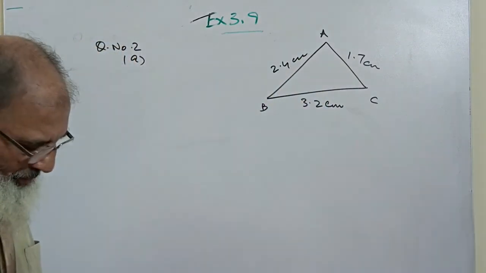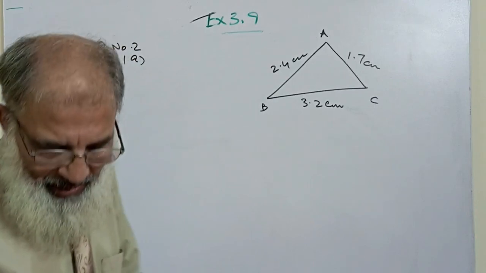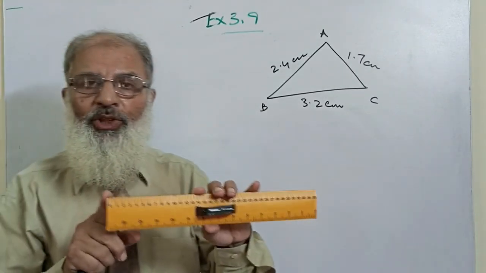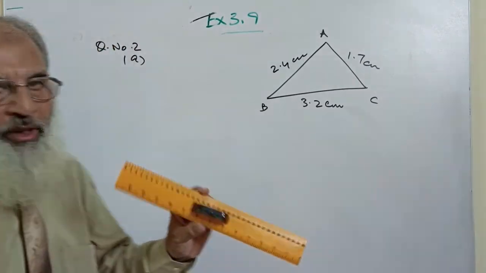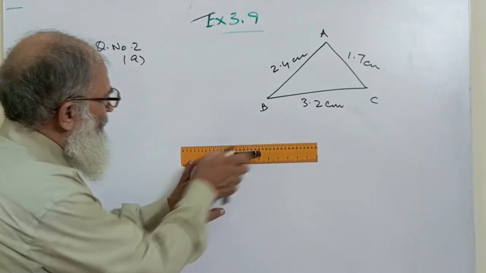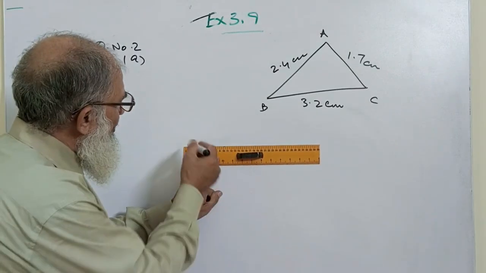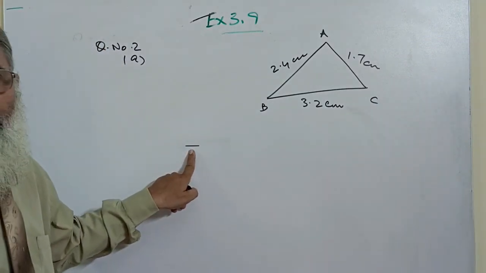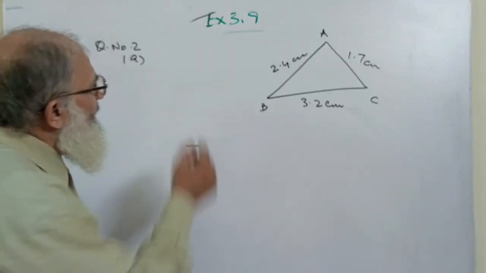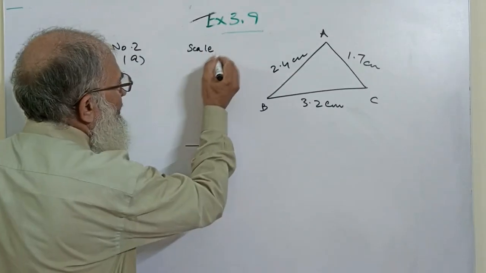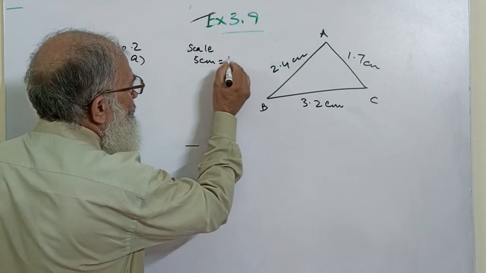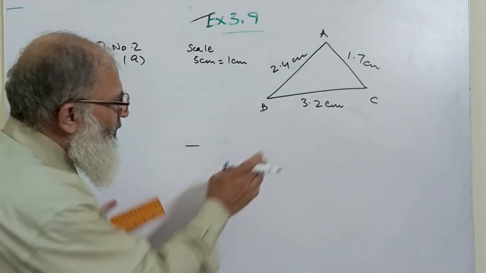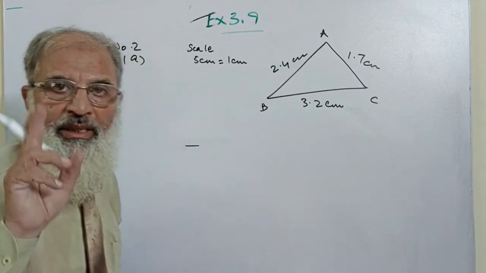Okay, now you see, my dear students, if I draw scale to scale 1:1, then it will not be possible for me to let you understand, because it will be this much, 3.2 centimeter. So I am extending the scale, and my scale is that 5 centimeter is equal to 1 centimeter. The 5 centimeter you see on the whiteboard is equal to 1 centimeter for you.